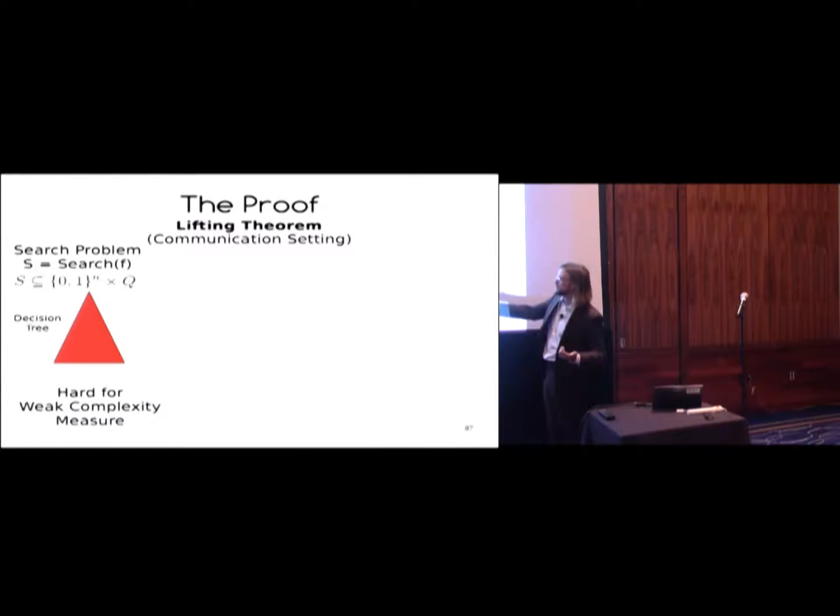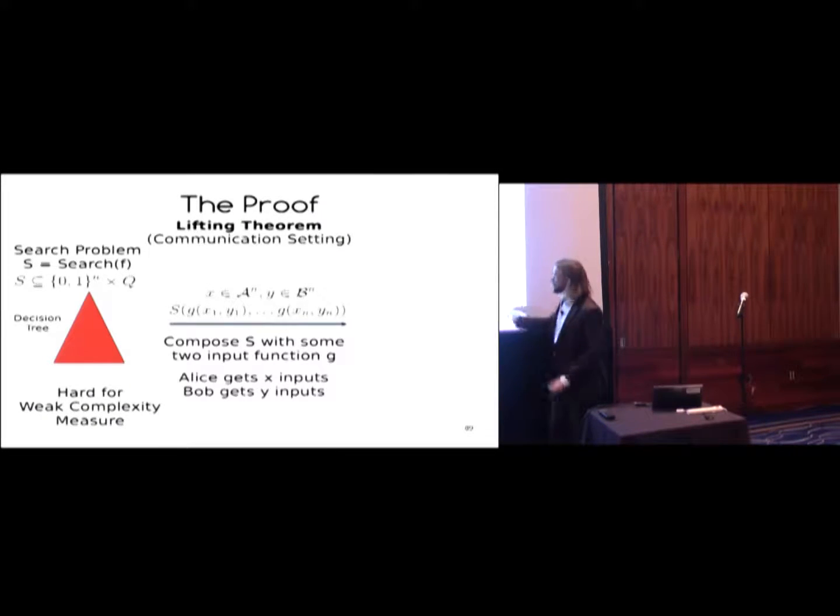Well, we need to somehow give inputs to 2 parties, right? So I'm just going to kind of do it arbitrarily. I'm going to literally choose a domain for Alice and Bob, okay? And I'm going to just compose the elements of the domain kind of arbitrarily together to get some input to the search problem, right? So we choose some function g. It takes one of Alice's inputs and one of Bob's inputs. It outputs a string, or just a bit, and we just plug that into the search problem.